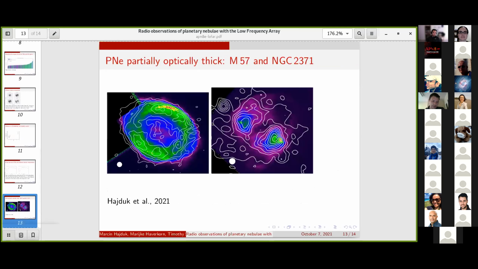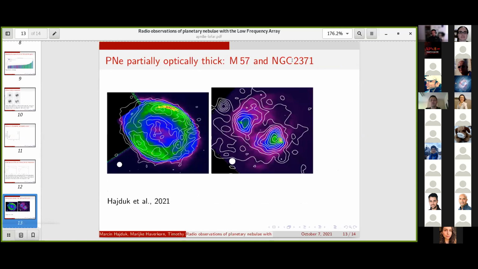And also, I observed several nebulae which show optically thin emission or partially optically thick. So these are two cases. It's the Ring Nebula. We can see that the maximum of radio emission is concentrated closer to the center of the nebula than optical emission. In the background, we have H-alpha observations from HST. So this is another case on the right side.